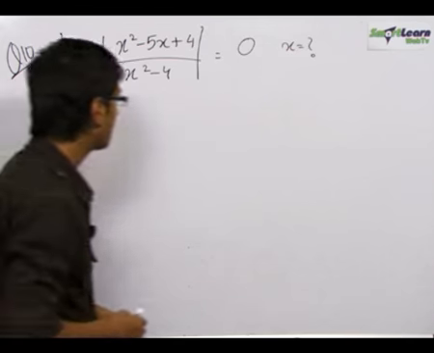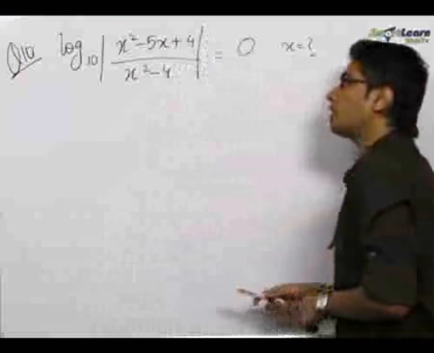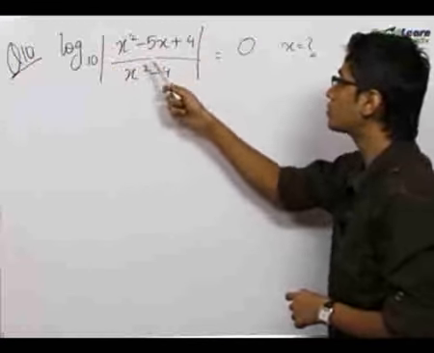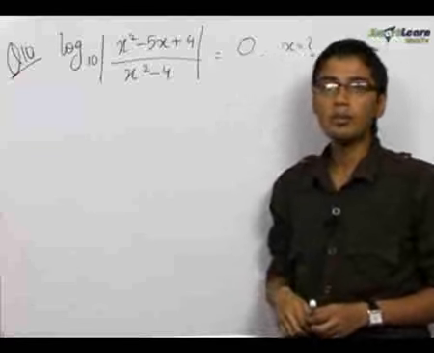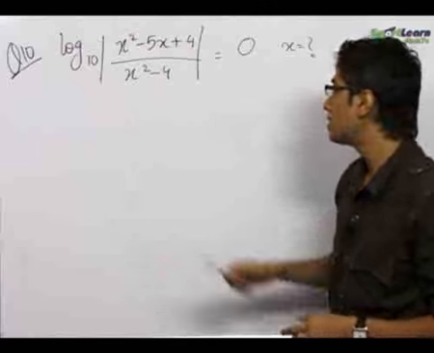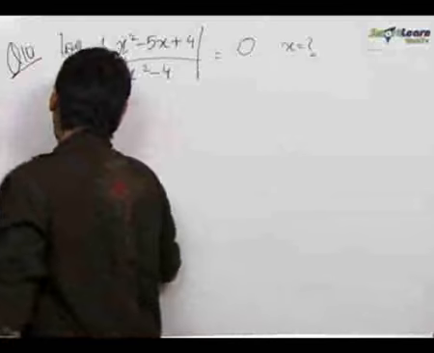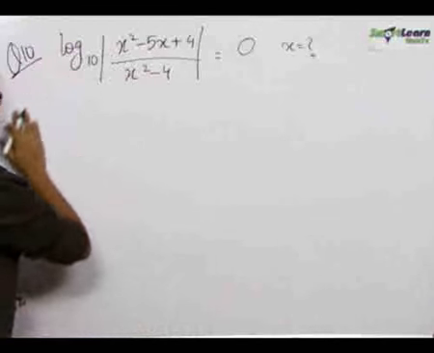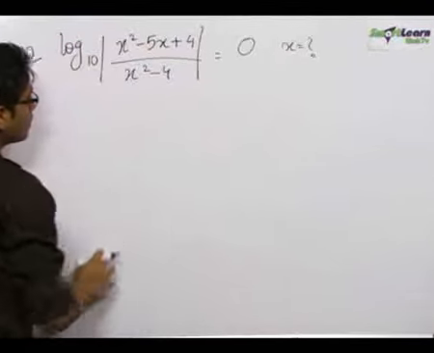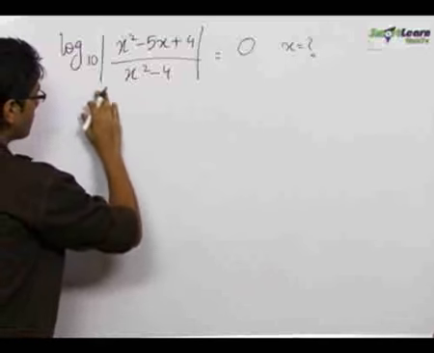The 10th problem which we have in hand is, we are given log of modulus x square minus 5x plus 4 upon x square minus 4 to the base 10 is given to be equal to 0, and we need to find the value of x satisfying the given equation.